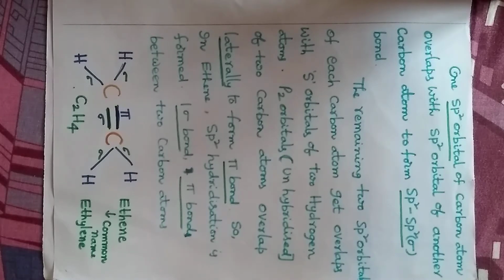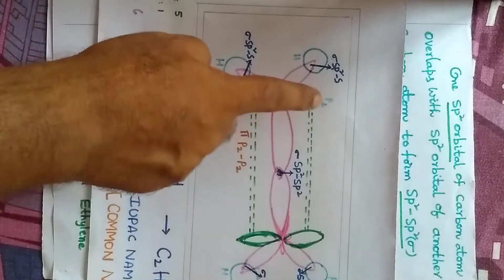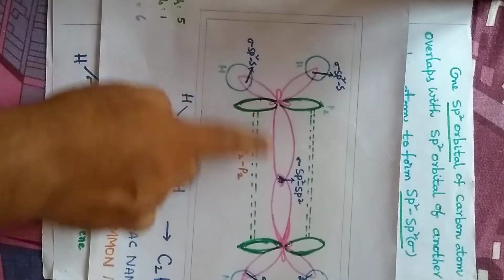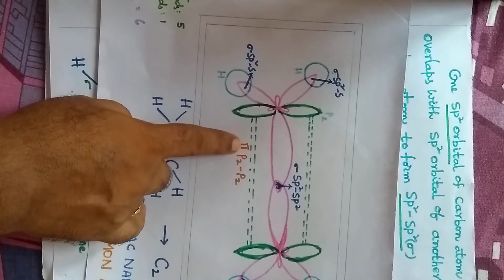End on end overlapping is called a sigma bond. Side on side overlapping is called a pi bond. Just observe this diagram. This is the pz orbital and this is the pz orbital. These 2 pz orbitals are overlapping laterally, forming a pi bond. Okay.